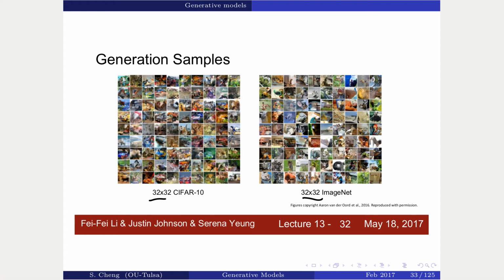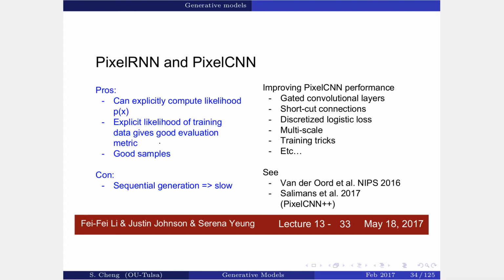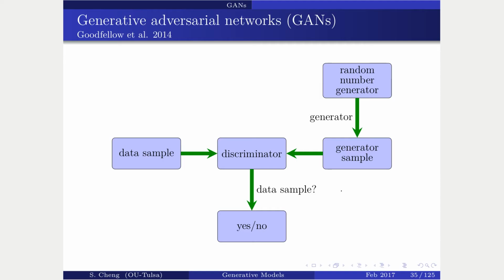So anyway, I won't spend much more time here because as we go into more complicated models, like GANs and so on, you have more realistic output, and you can better tell whether it's real or just fake. There's some follow-up work on this PixelRNN and PixelCNN, like that by Salimans, if you're interested. And let's go into GANs.